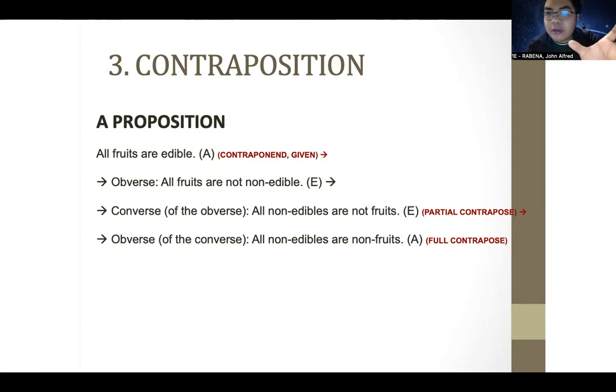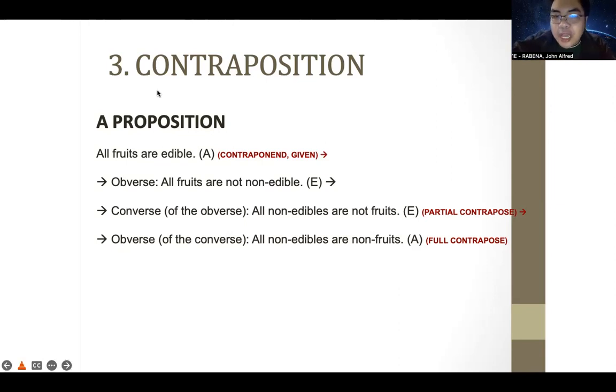Now from this obverse, we get the converse of it. How do you get the converse? Take note that all fruits are not non-edible is an example of an E proposition. So in an E proposition, you just swap or interchange the subject and the predicate. So it will become all non-edibles are not fruits. That is what we call the partial contrapose. But wait, that's not yet the final contrapose. To get the final contrapose, you get the obverse of the converse.